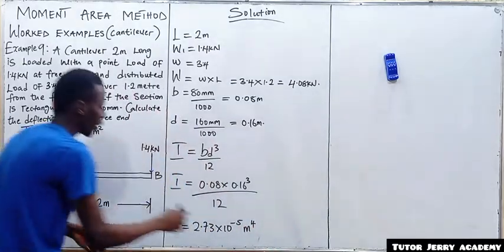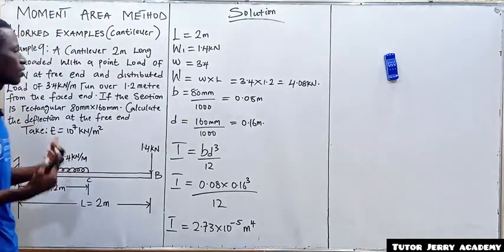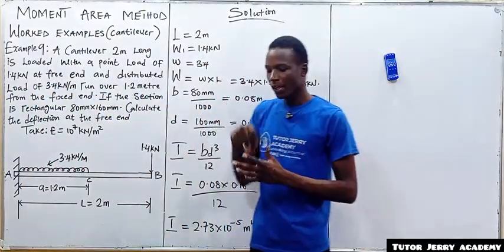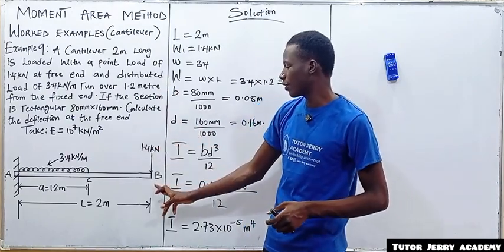So this is our value for moment of inertia. Now we can proceed to calculate the deflection for this cantilever. We are asked to calculate the deflection at the free end B.